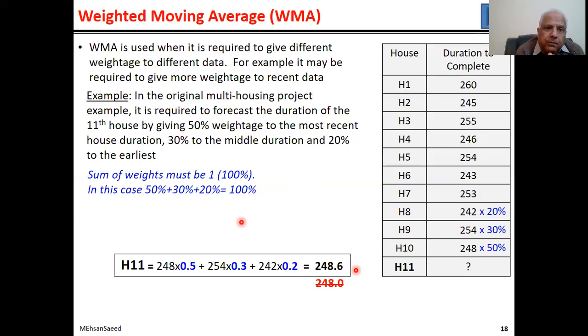So that was weighted moving averages, and now we can transition to the centered moving averages. These are used when we have to work out seasonal indices. What is meant by that?